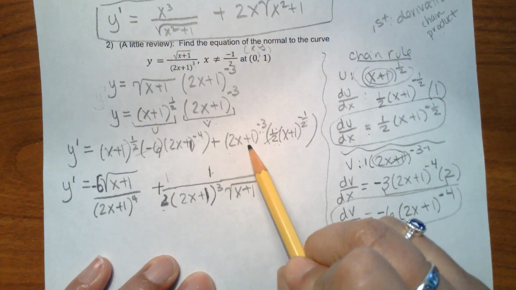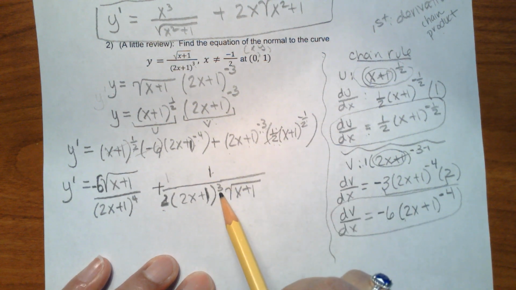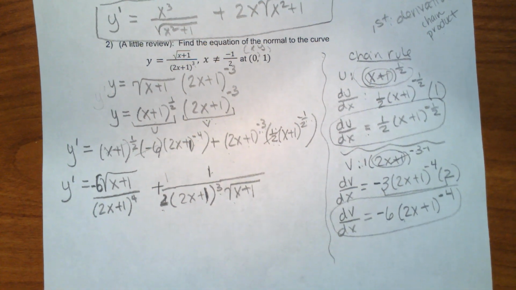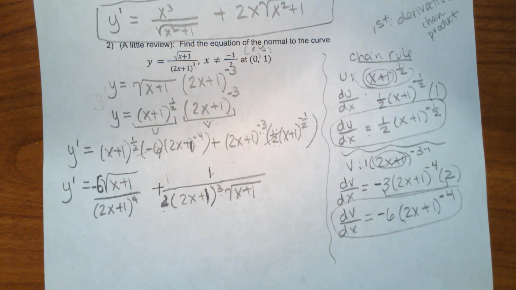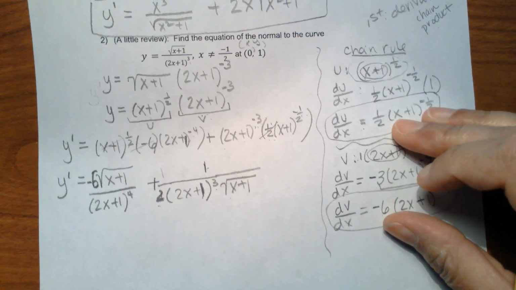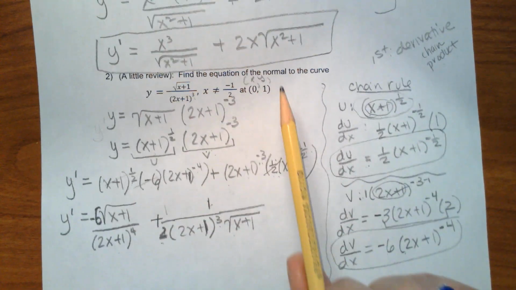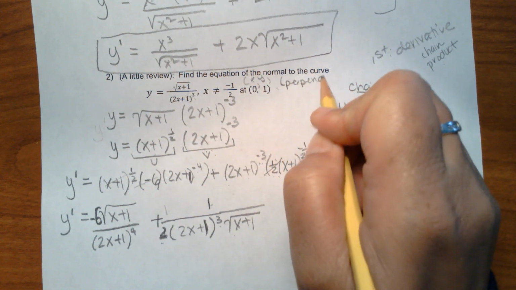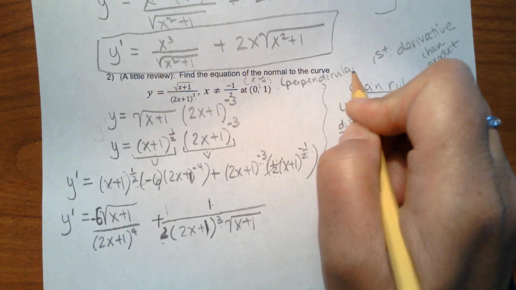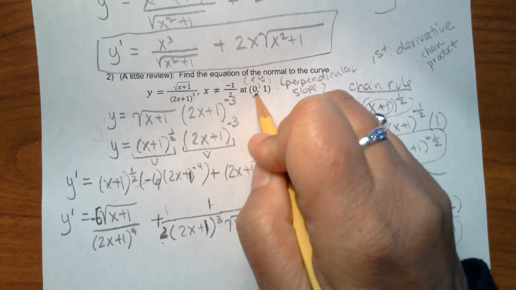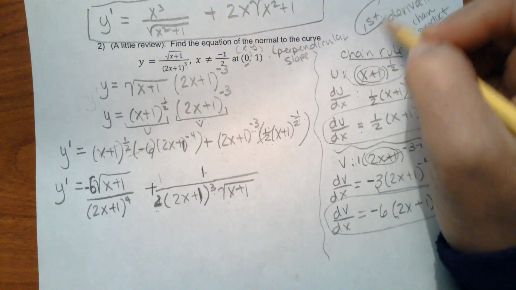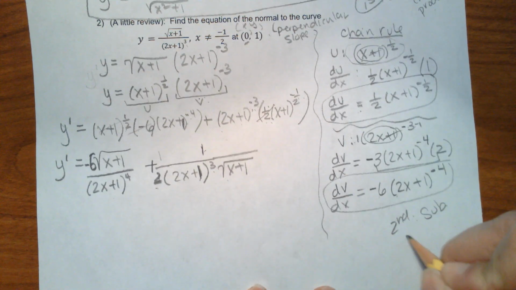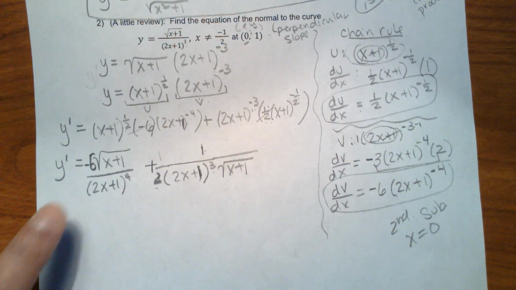Negative, my 2x plus 1 to the negative 3 came down here to become positive. Negative again, so I brought it down here and changed it to a square root. All right, looks a little better. What do we have to do now? Now we have to find the normal to the curve. And normal is going to be perpendicular, so perpendicular slope. Our first thing was to take the derivative. Our second is to substitute x equals 0 into this derivative.